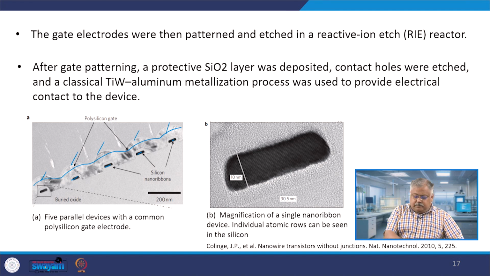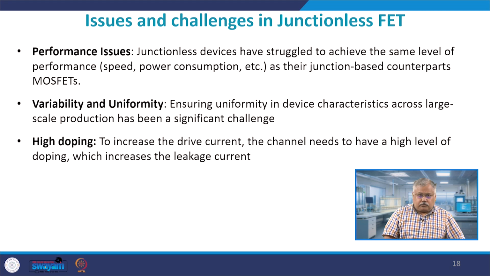Now this is basically a magnified image of a single nano ribbon device, showing the atoms. If you look very carefully here, you will see that they are arranged in a very regular manner, and that adds to the value of a junctionless transistor, that it gives you a very high current at a much lower threshold voltage.